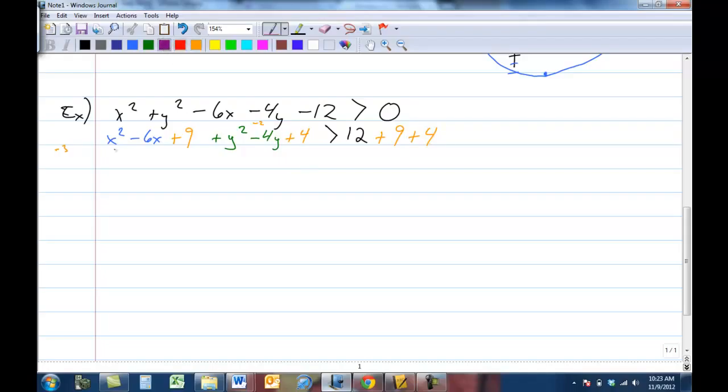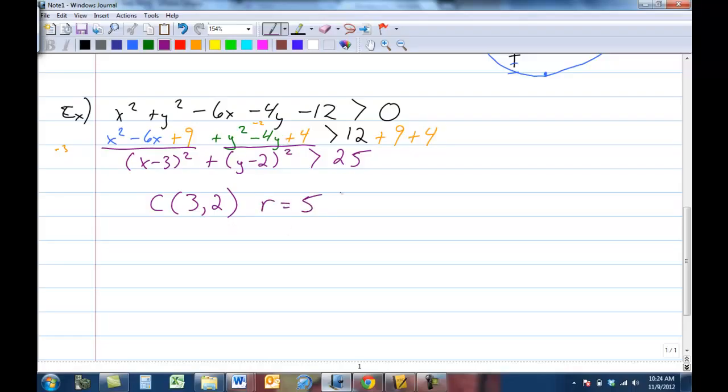Okay, so now we're going to factor the x terms, and then we're going to factor the y terms. This is going to factor to x minus 3 quantity squared plus y minus 2 quantity squared is greater than 12 plus 9 is 21 plus 4 is 25. So here's our answer in graphing form. Our center is going to be at the point (3, 2), and the radius is 5.